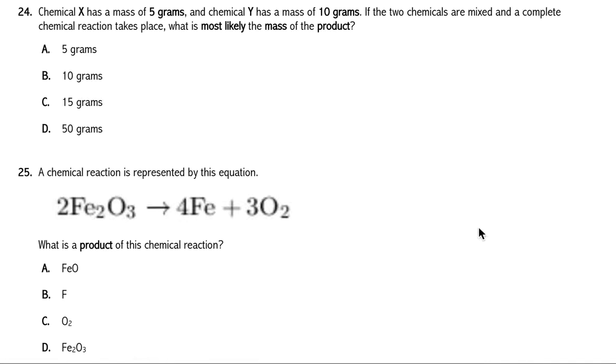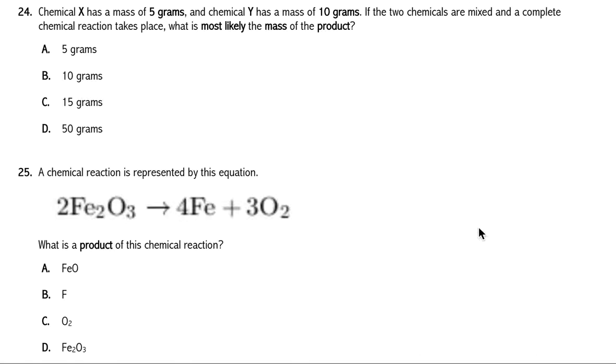Question 24. Chemical X has a mass of 5 grams and chemical Y has a mass of 10 grams. If the two chemicals are mixed and a complete chemical reaction takes place, what is most likely the mass of the product? A, 5 grams, B, 10 grams, C, 15 grams, D, 50 grams.